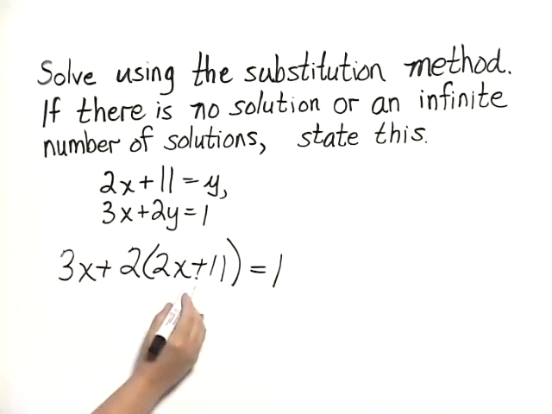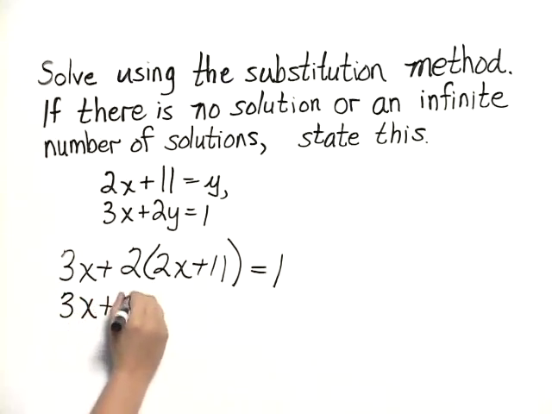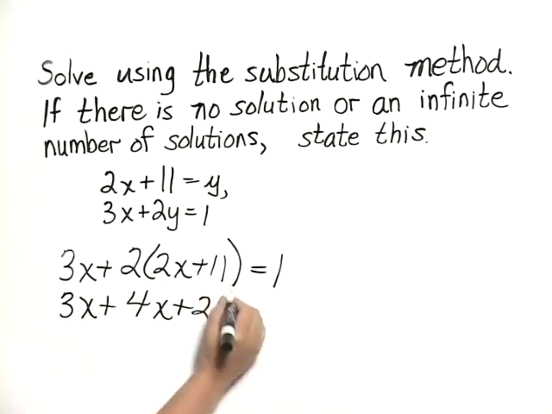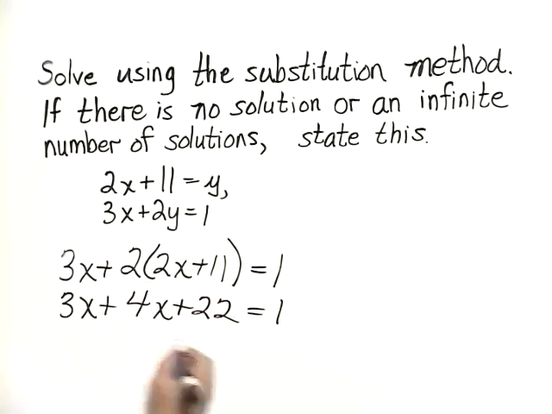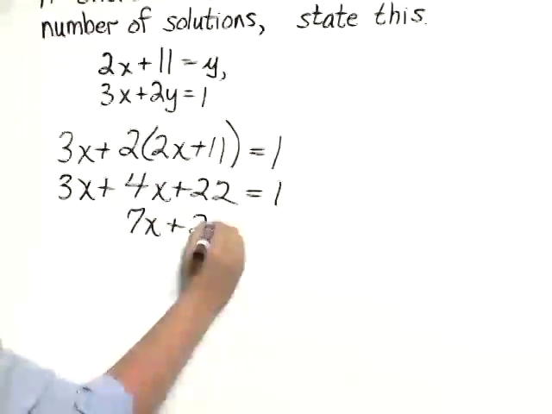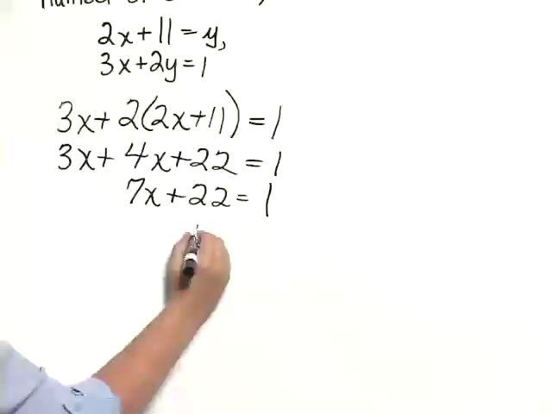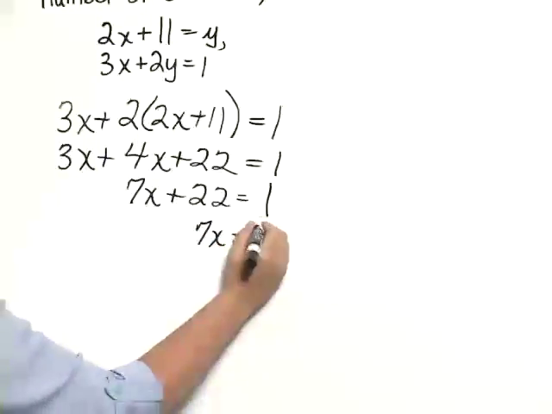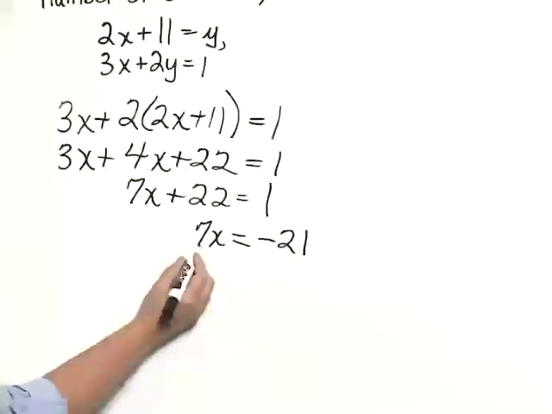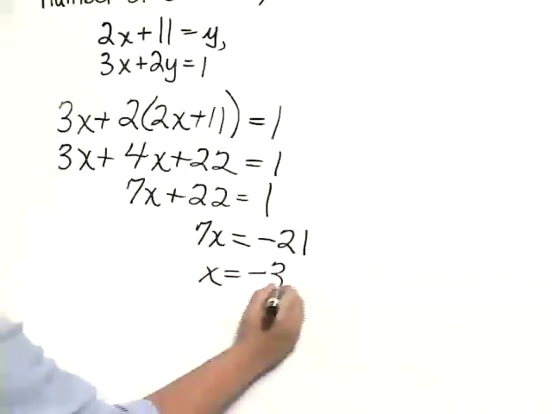Now I have an equation with one variable, and I can solve for x. It gives me 3x plus 4x plus 22, multiplying here, equals 1. Combining like terms, I have 7x plus 22 equals 1. Subtracting 22 from both sides, I have 7x equals 1 minus 22, or negative 21. And then dividing both sides by 7, I have x equals negative 3.